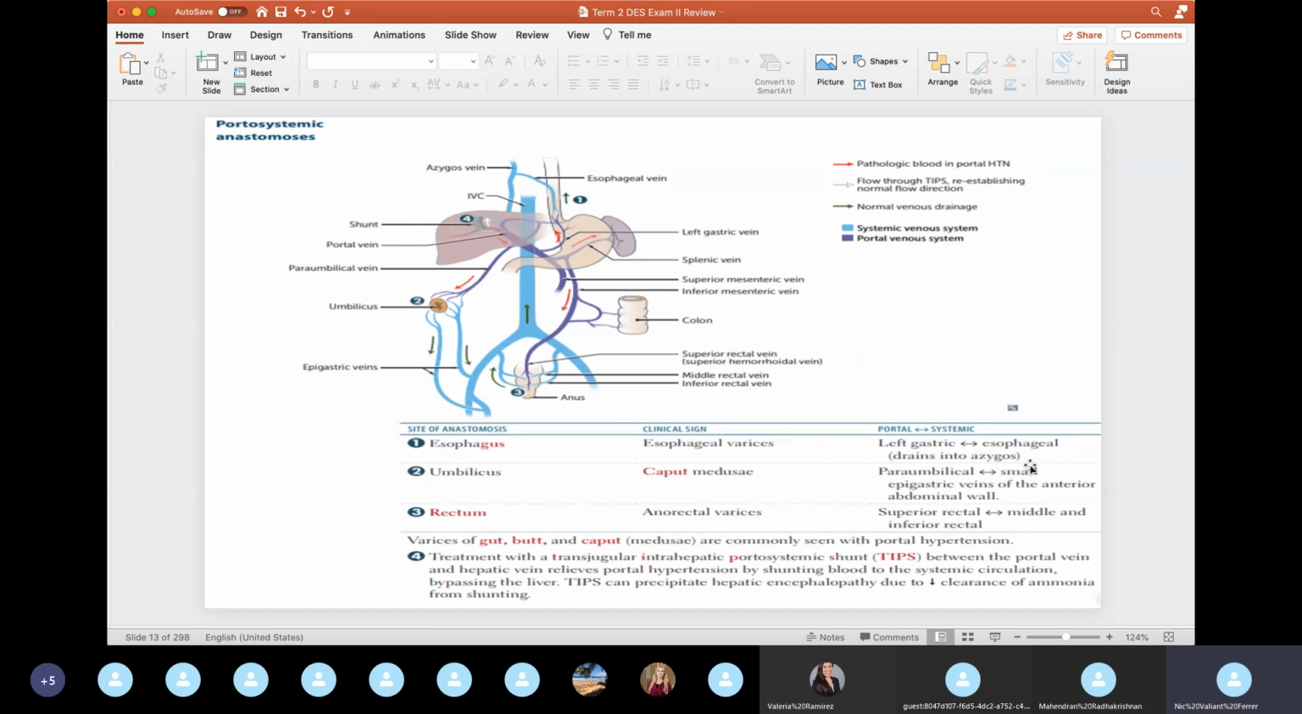Next, this is another high yield point, guys. Put a star here. Portosystemic anastomosis.